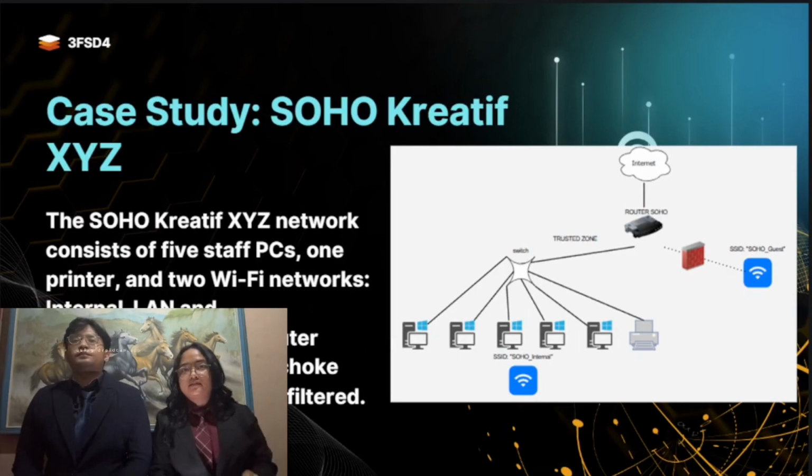Okay, next is the case study of SOHO Creative XYZ. The SOHO Creative XYZ network consists of 5 staff PCs, 1 printer, and 2 Wi-Fi networks, internet LAN and guest network. The router functioned as the single choke point where all traffic is filtered. So the single choke point is from the internet and router cable, and then the router has 2 connections to the switch and the guest network. There is only 1 firewall on the guest network because that is for outsiders.